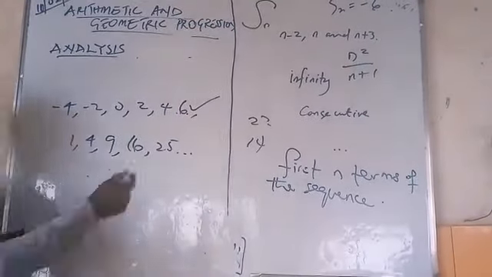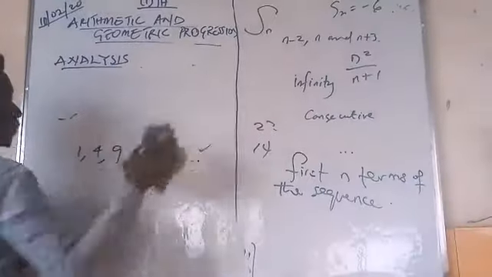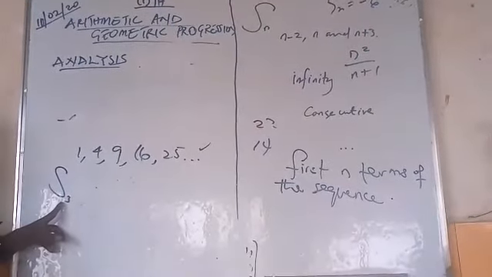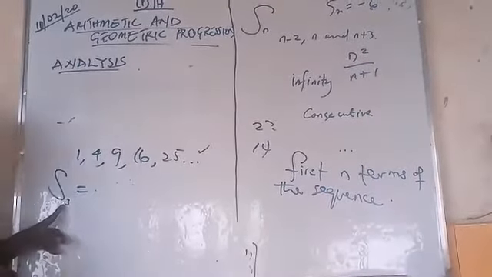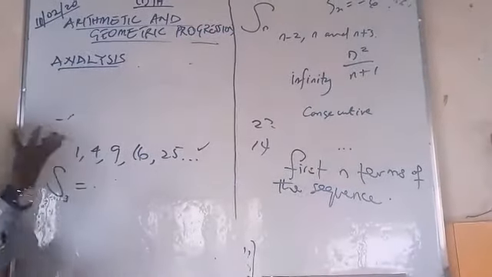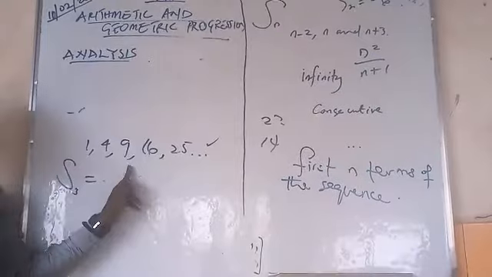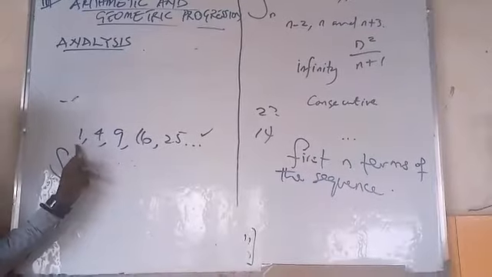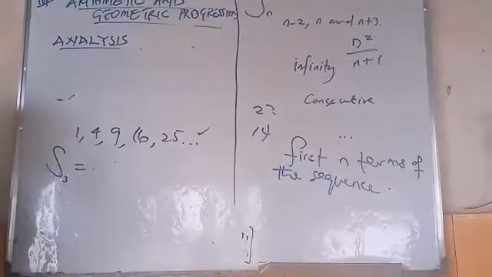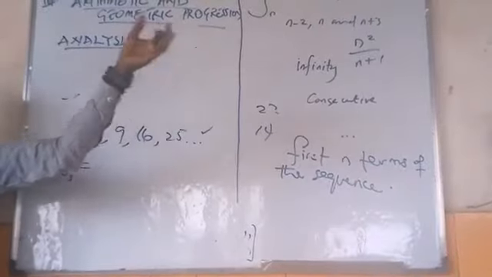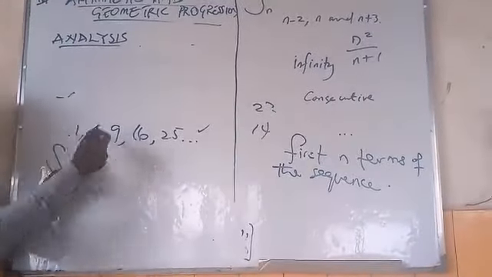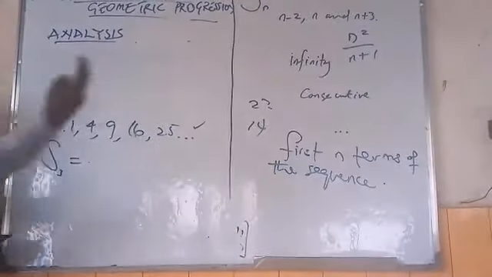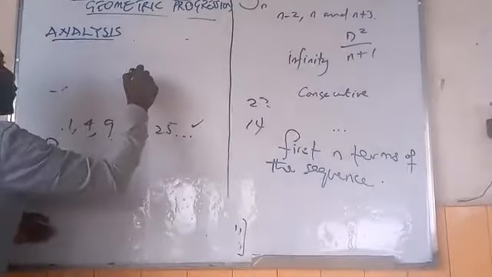Now, I'm picking this as my sequence. I want to find the series. What does this S3 stand for? S3 stands for adding up to the 3rd term from here. From here up to the 3rd term, I'm adding it up. That's the meaning of series. So from here to here is the first 3, right? Yes. That's why they said the sum of the first n terms.